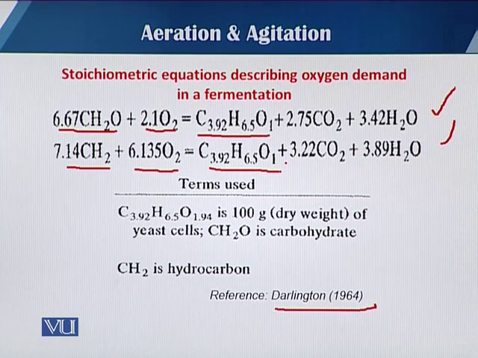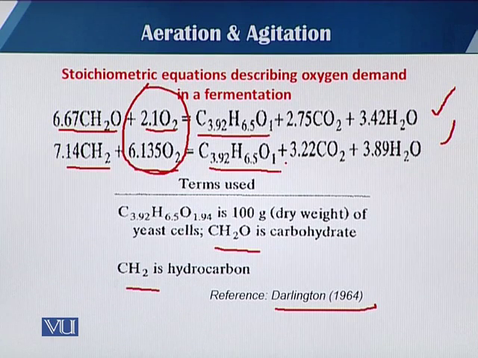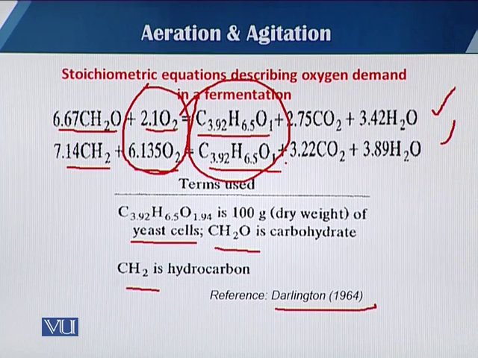So here you can see that the carbon source is CH2O, and CH2 in the second equation is the hydrocarbon. These two equations were reported by Darlington in 1964. You can easily see the demand of the oxygen and the biomass produced, and the organism is Saccharomyces cerevisiae, which we call yeast cells. By these equations you can see the requirement of oxygen, that is, how many moles are needed.